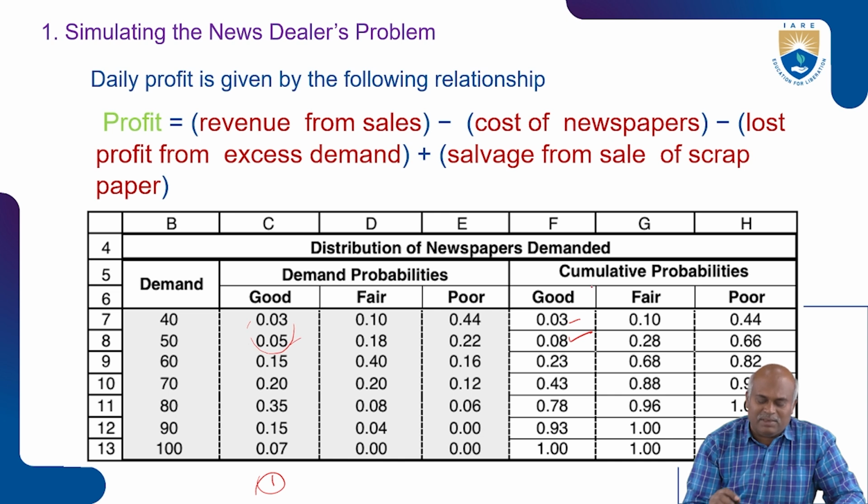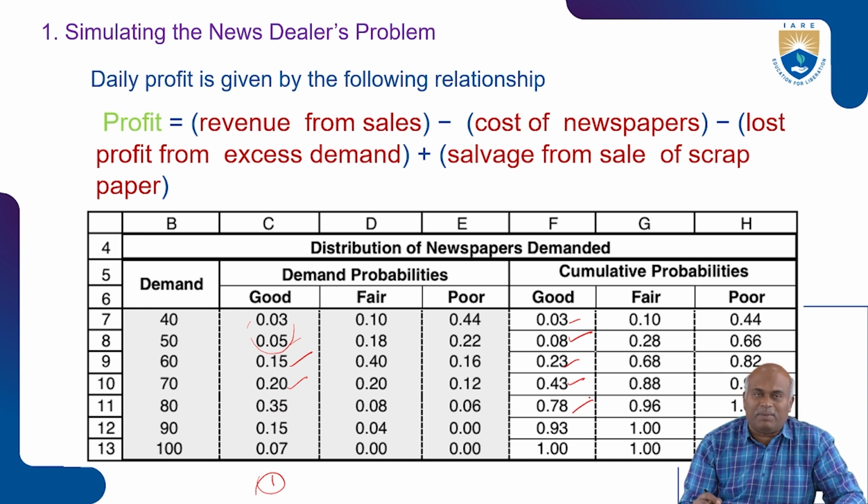Then the fourth day, that is represented as the third day. Our good probability is 0.5. What is the cumulative? 0.08 plus 0.15, we get 0.23. The next day, 0.2. Add 0.23 to get 0.43. Then 0.35 plus 3.5, 0.435.